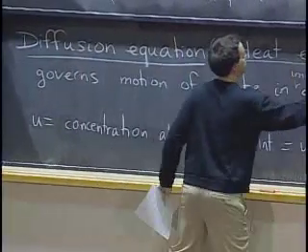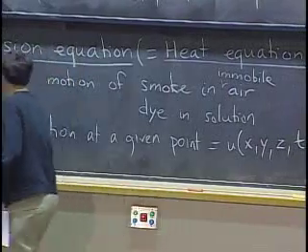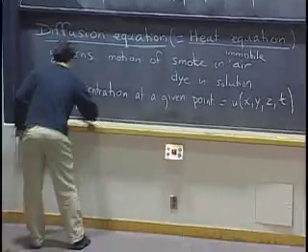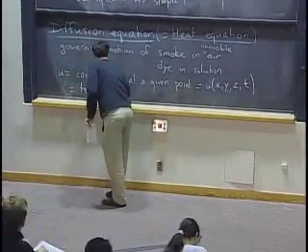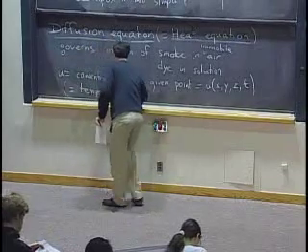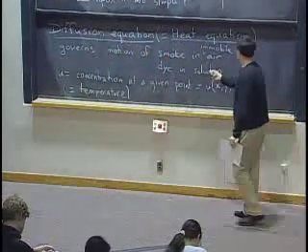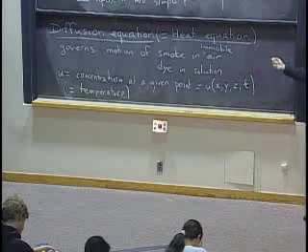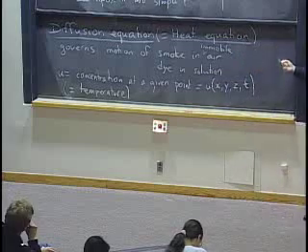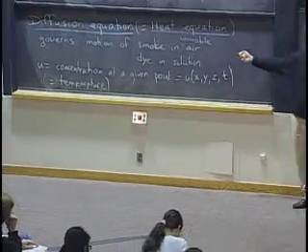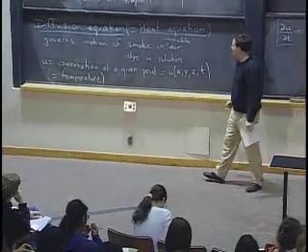So in the heat equation, this u would just measure the temperature of your fluid at a given point. Actually, it doesn't have to be a fluid. It could be a solid for the heat equation.